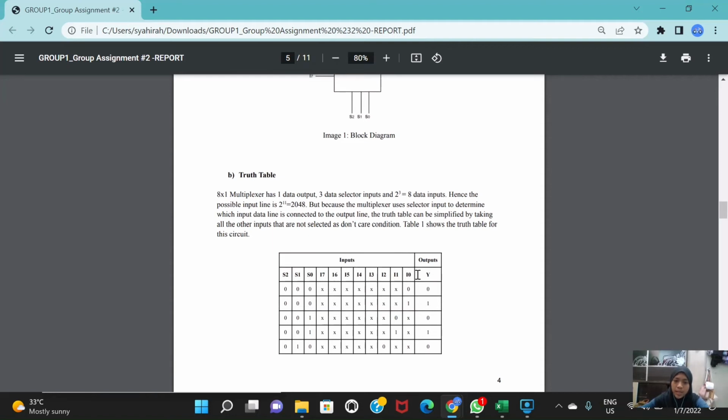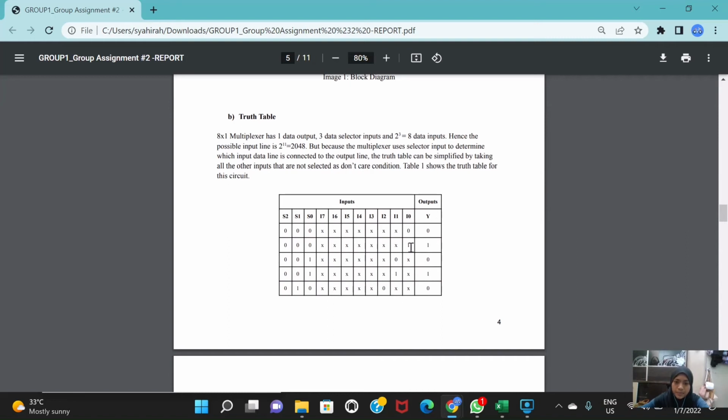So the possible input combinations are 2048, but of course it's too many to include in this report, and because the multiplexer uses the selected input to determine which input data line is connected to the output line, we simplify the truth table by taking all the other inputs that are not selected as don't care conditions. As you can see here, if the data selector is 000, it will select I0 as the output. So the possible I0 is 0 and 1, and we don't care for the other inputs because the data selector will select I0 as the output.